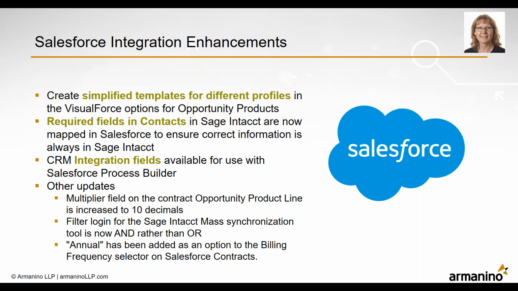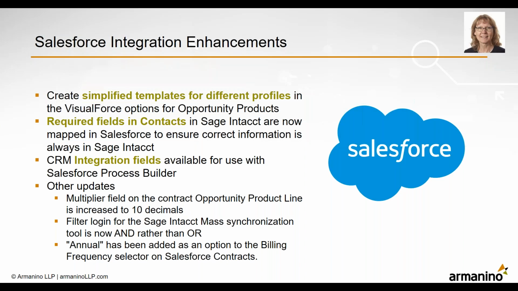A couple of other little updates that might be big to you. A multiplier field on the contract opportunity product line. They've increased that to 10 decimals. There is a filter logic for the Sage Intacct mass synchronization tool. So it is now "and" rather than "or", which is nice. So you can have that filter be "and" if you need to do something related to your synchronization. Annual has been added as an option to the billing frequency selector on Salesforce contracts. So that's a nice option for those of you that need that.